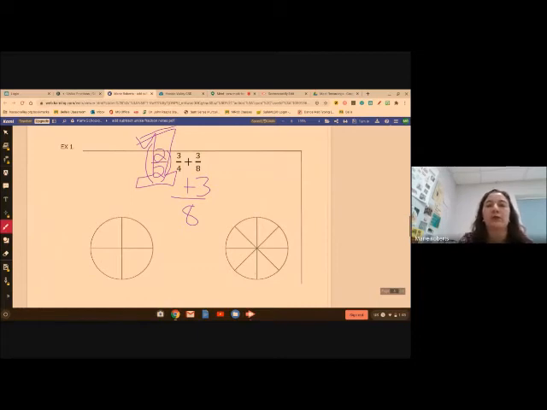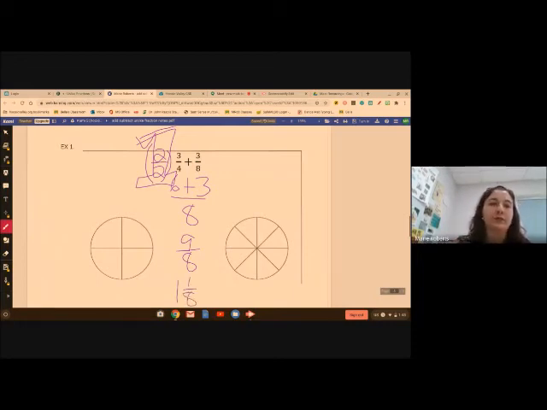So 4 times 2 is 8. I got that on the bottom. 3 times 2 is 6. 6 plus 3 is 9. 9/8 is what as a mixed number? 1 whole with 1 part left over.